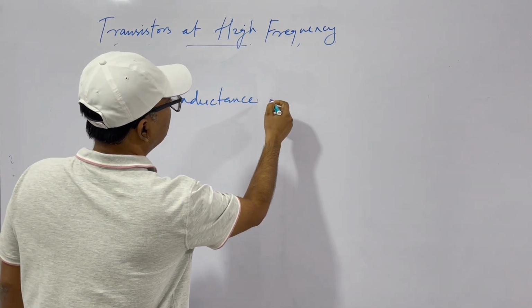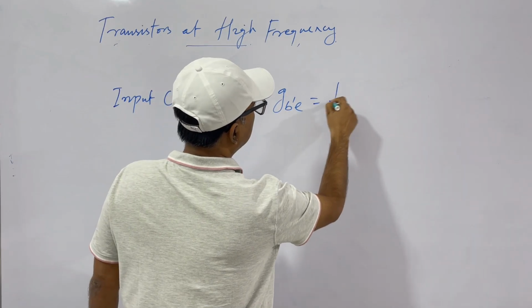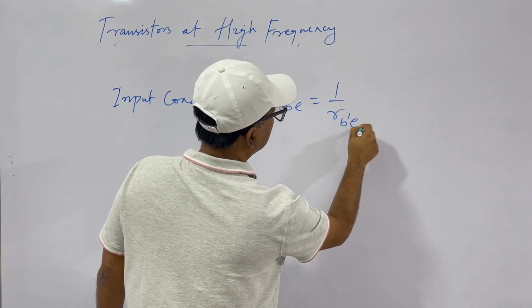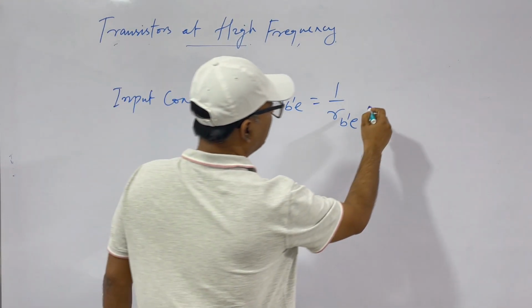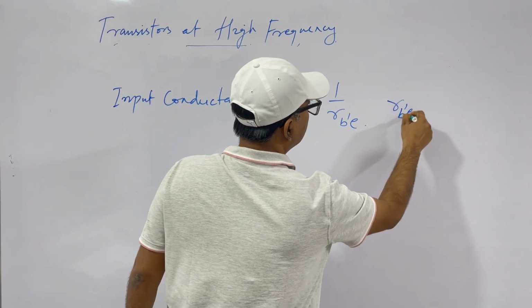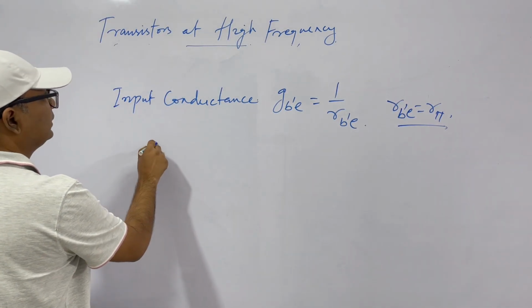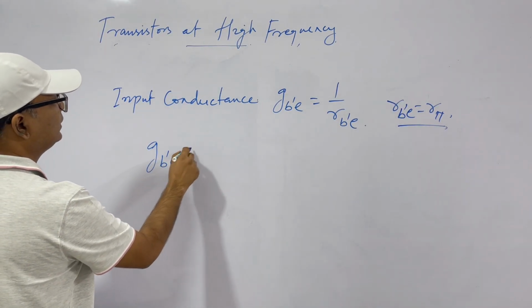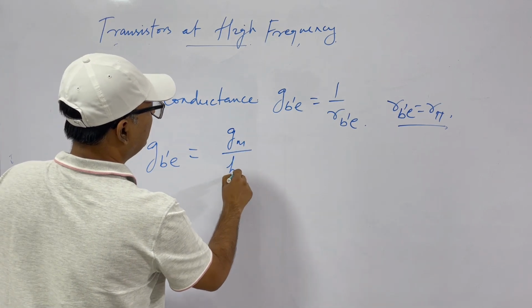Input conductance is GB'E. And what is GB'E? It is 1 by RB'E. Clear? B'E, that was pi. RB'E is basically R pi. So remember this. And this GB'E is given as GM by HFE.